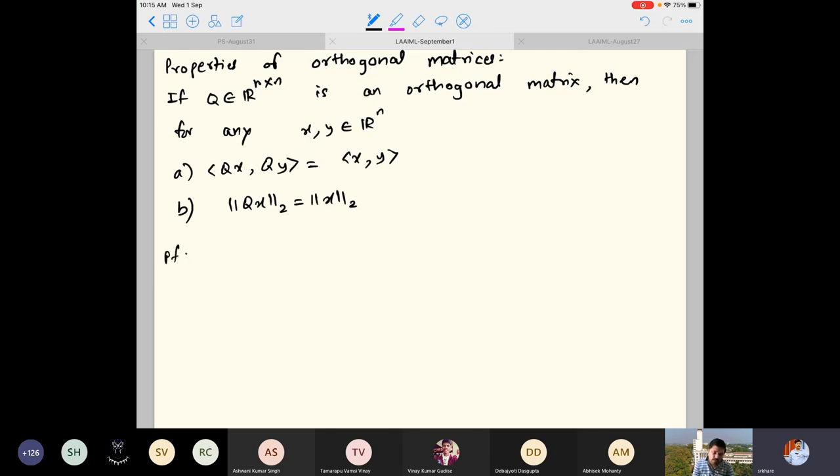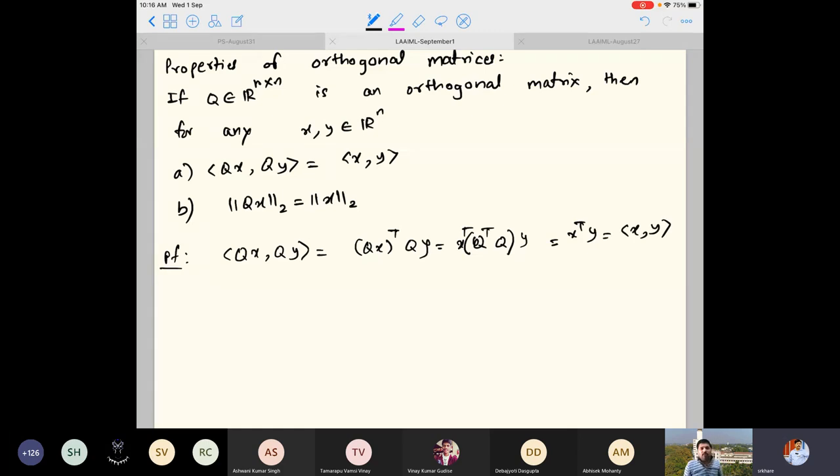How do we prove them? Proof is not really very difficult. You start with the inner product of Qx, Qy. By definition, this is Qx transpose Qy, which is nothing but x transpose Q transpose Q y, correct? So I can use that matrix multiplication is associative. I get x transpose y, which is nothing but the inner product of x and y. Similarly, I can prove the other result also. If I put x equal to y, then I will get norm Qx squared is equal to norm x squared, and I take the square root. So this is not a difficult thing to prove.